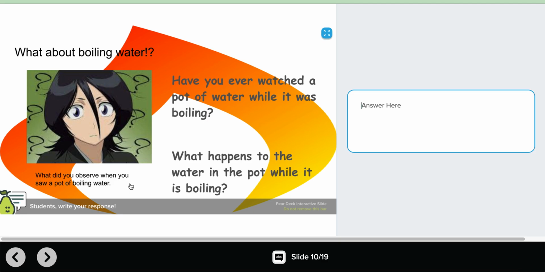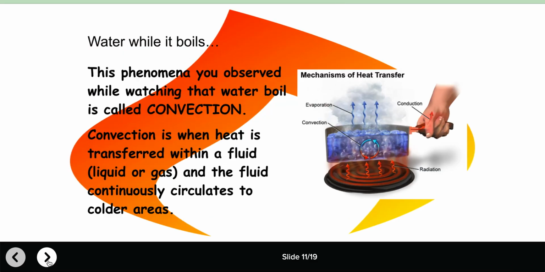Think about everything you've ever noticed in that pot of boiling water. Are there bubbles? Do they move? Does the water look different? Does it feel different? Would you touch it? Why not? All these things are super important because the next method of transferring heat is going to be convection.